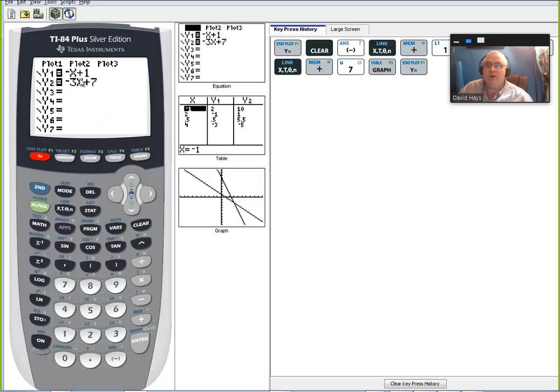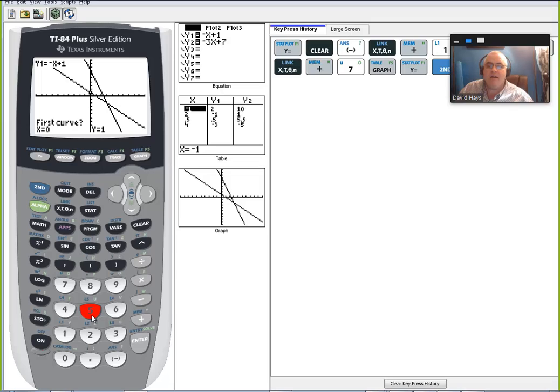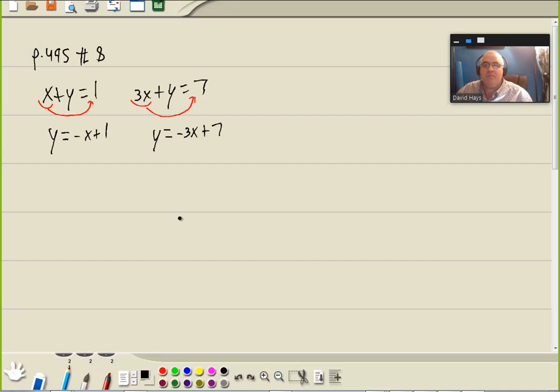Assuming you put one of them on y1 and then one of them on y2, you do a second trace, choose intersect, number 5. It'll come up and ask you for first curve in the lower left-hand corner. You press enter 1 time. It'll ask you for second curve. You press enter 1 time. And then, assuming the intersection is on your screen, you just simply press enter on guess. And it comes back and tells us our answer is 3, negative 2. So that's our answer to that problem.